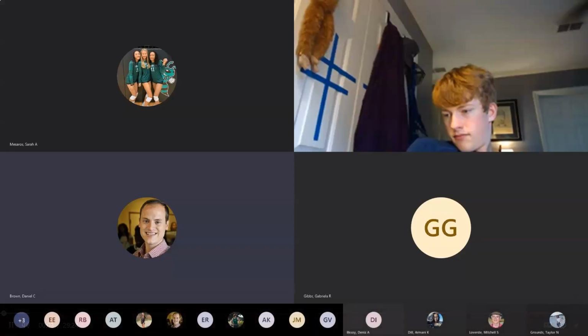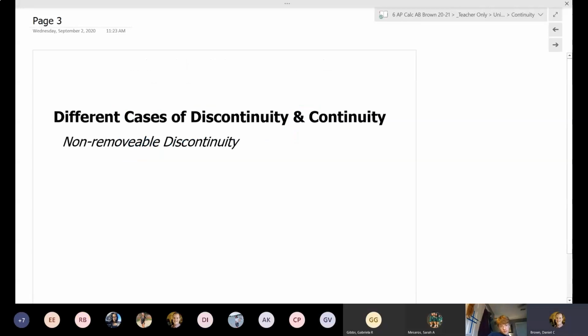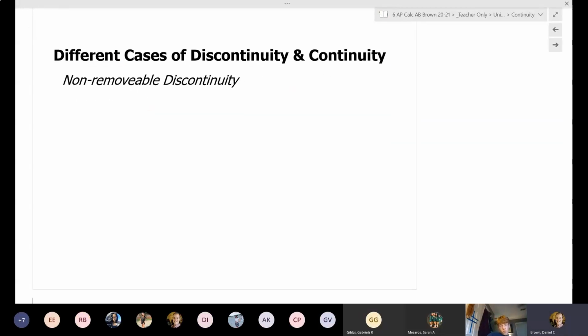are going to be equal to each other. So that's what we call a removable discontinuity. We also have, surprise, non-removable discontinuities. These are ones that are not easy to fix. Some examples of non-removable discontinuities are jumps or vertical asymptotes.